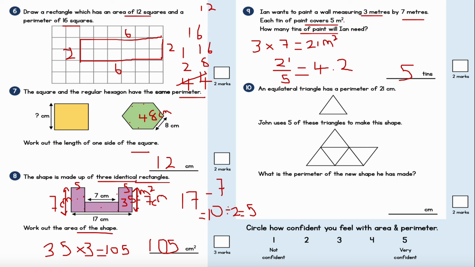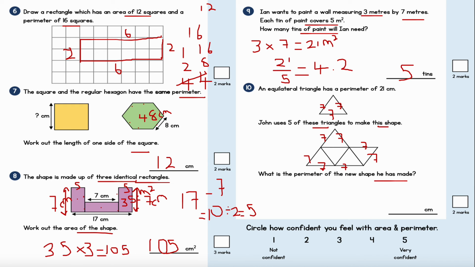This is question number 10, guys. An equilateral triangle has a perimeter of 21 centimeters. So that means each side is going to be 7. 21 divided by 3 is 7. John uses 5 of these triangles to make this new shape. What is the perimeter of the new shape that he has made? So that's 7 there. That's 7. That's 7 there. That's 7. That's 7. That's 7. And that's 7.